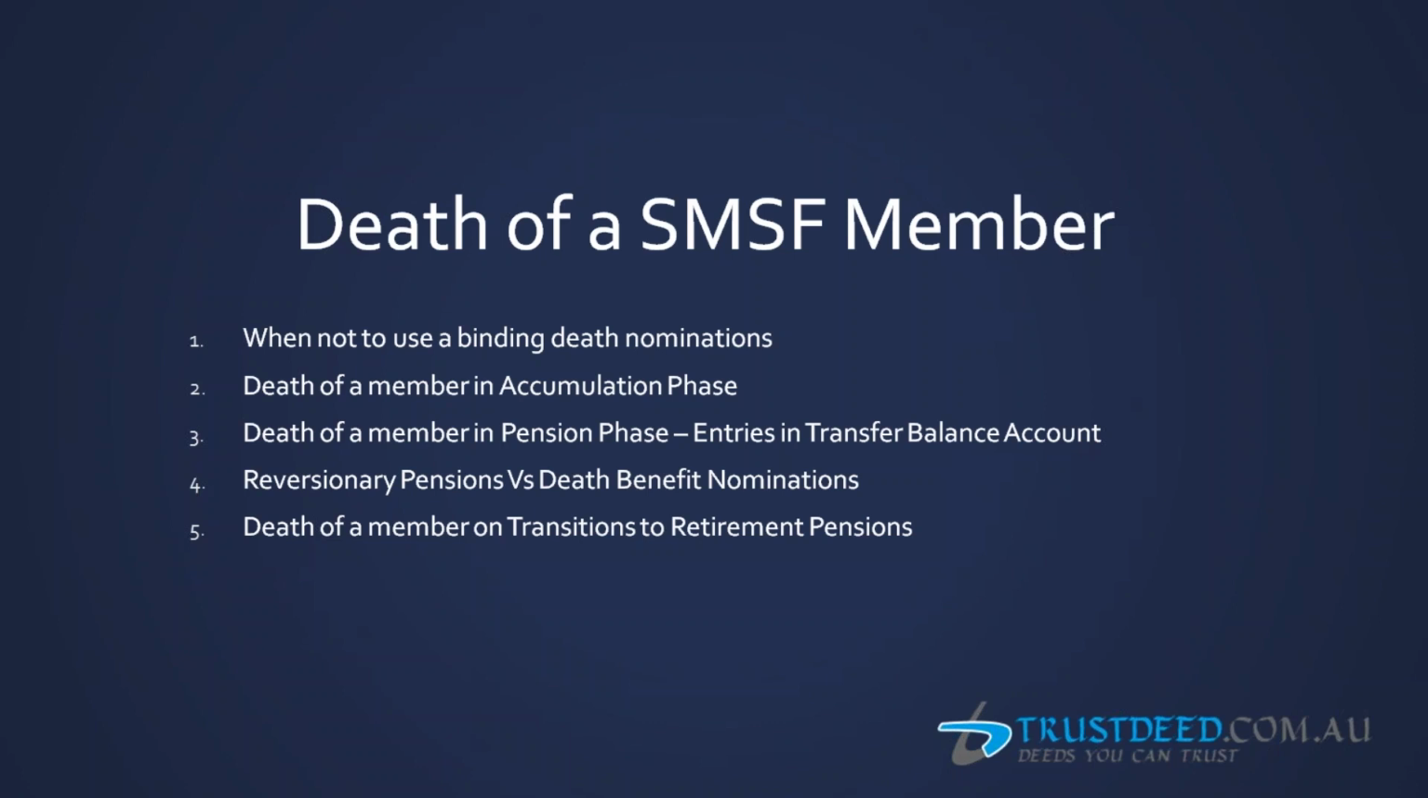I recently wrote a newsletter on that, and the government has introduced new legislation. It's in the draft form for public comment, and instead of converting a transition to retirement pension into an account-based pension, now it is possible to leave it as a transition to retirement pension, and then on death it can be reverted to a beneficiary.